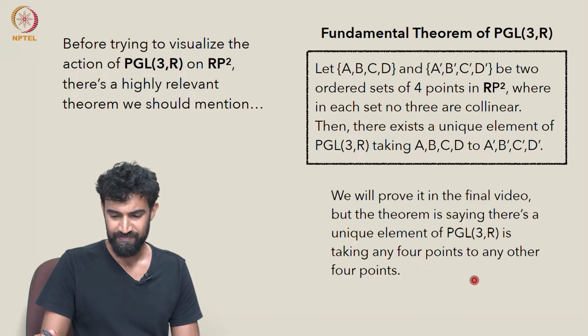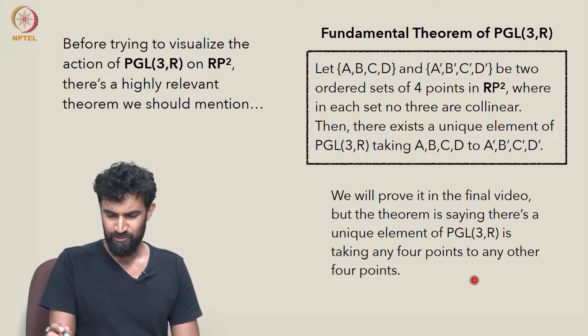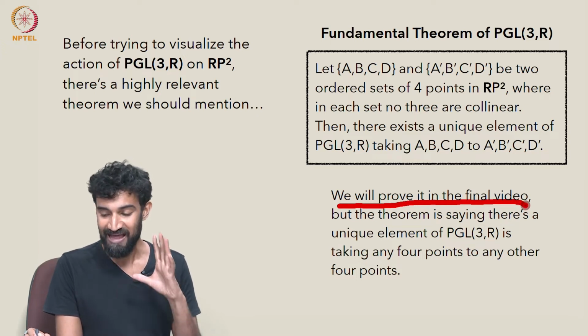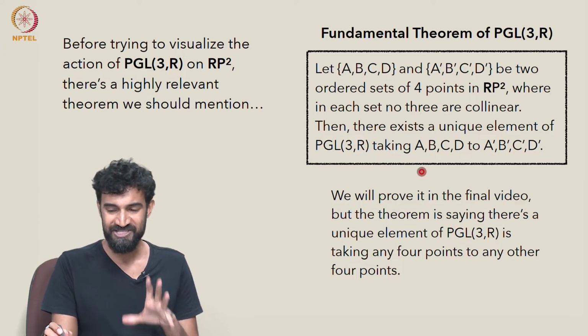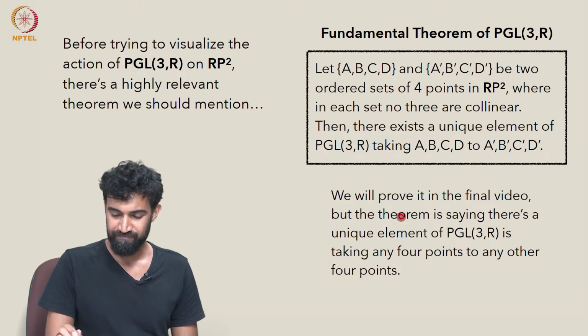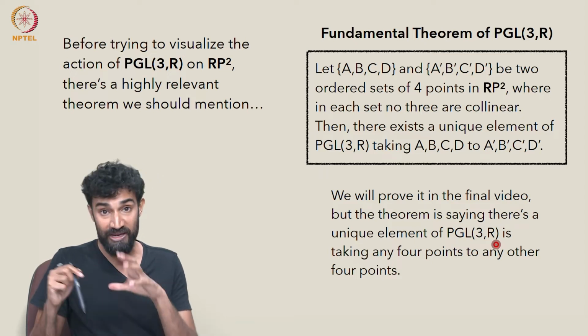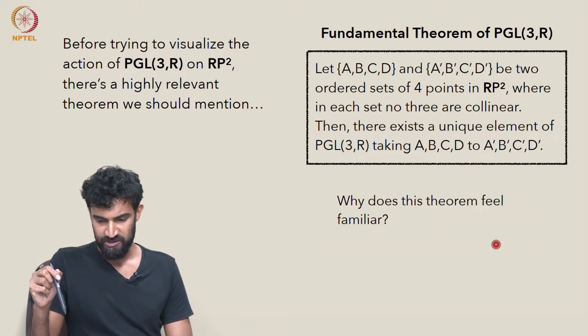But we're not going to prove it right now. We'll prove it in the final video. So we will prove it in this class, but not right now. But I want to just think about what it's saying. What it's saying is that there's a unique element of PGL3R taking any 4 points to any other 4 points.